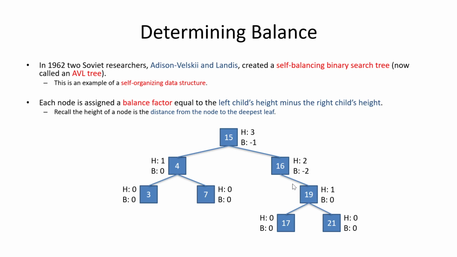Now let's just verify for a second that the math will be the same if we did our heights at 1. Well, if we did 1-based height, then the height of a null node would be 0.